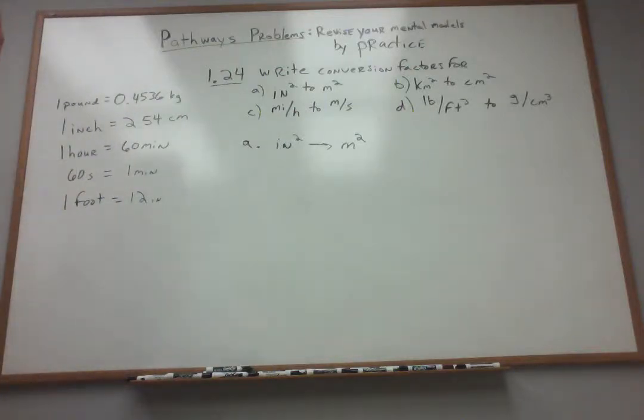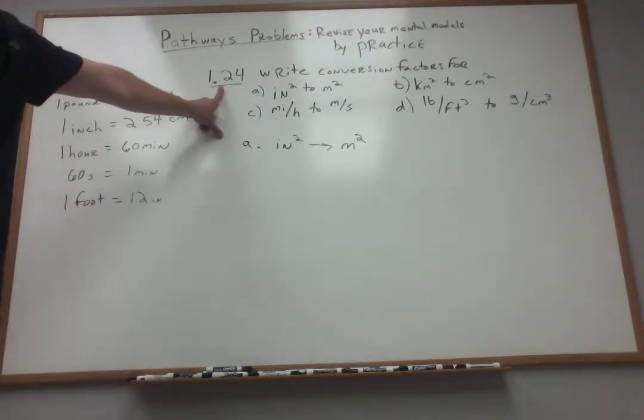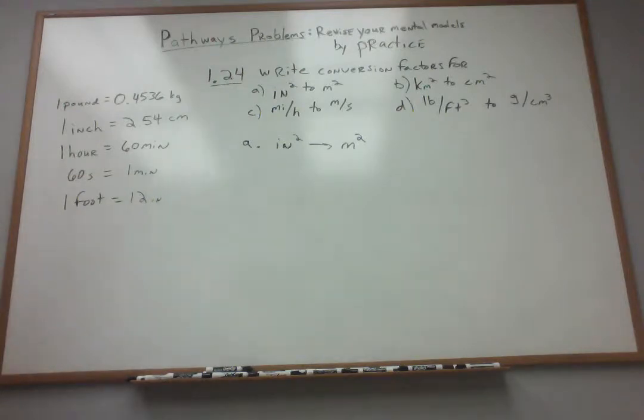All right, so another pathways problem. This is 1.24 from your book. At this point, you might be getting pretty comfortable with these conversion factor type problems, and that's a really good thing if you are. However, this particular problem really steps up the difficulty, so it's really going to test whether or not you're super proficient at these conversion factors, because we've got different units.